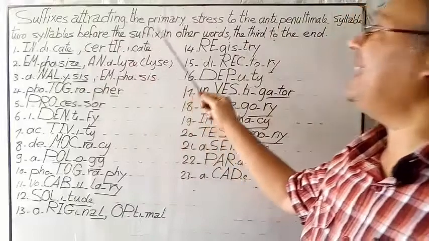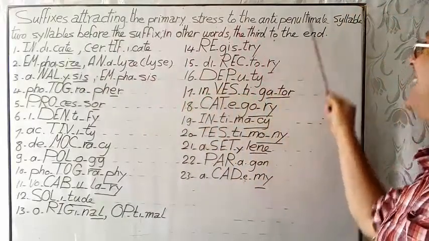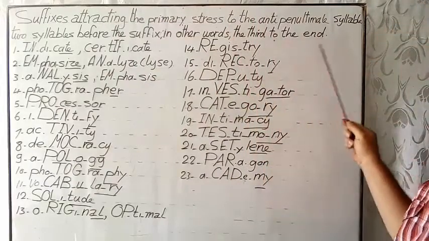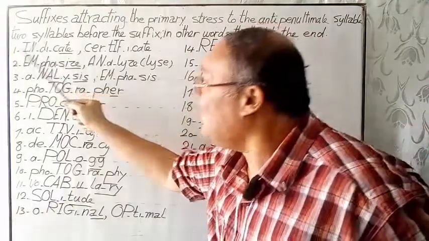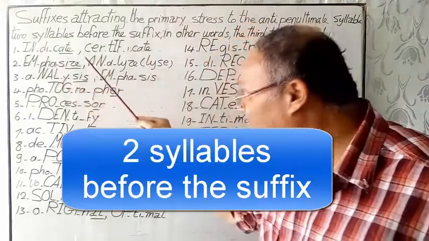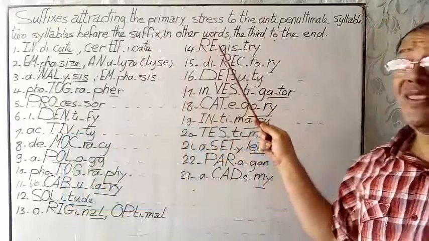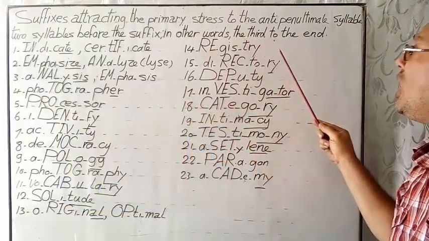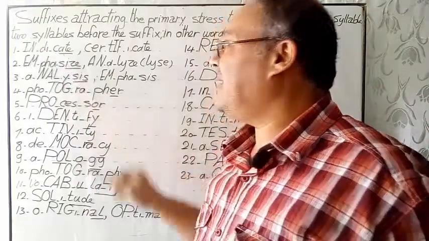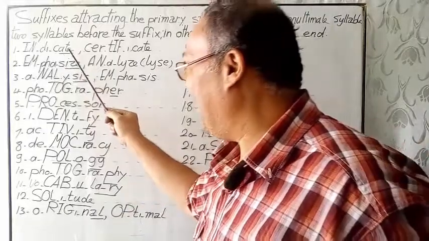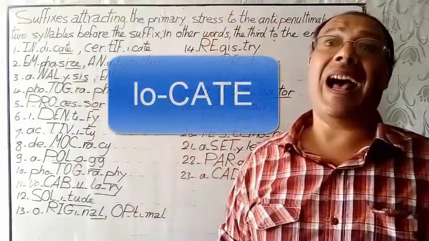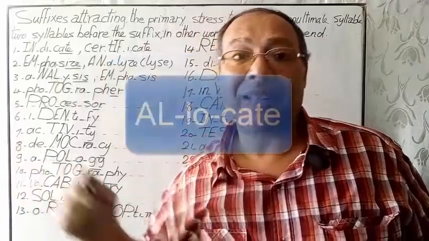Suffixes attracting the primary stress to the antepenultimate syllable. What is meant by the antepenultimate syllable? Two syllables before the suffix. That is, two syllables before the suffix. In other words, the third to the end. Indicate, it's a verb. Certificate, it's a noun. Here we have locate, but allocate.